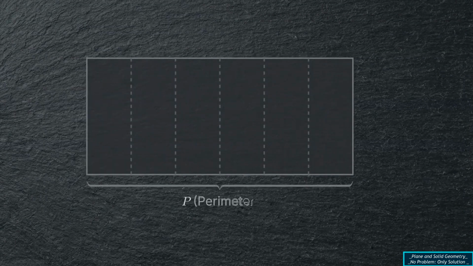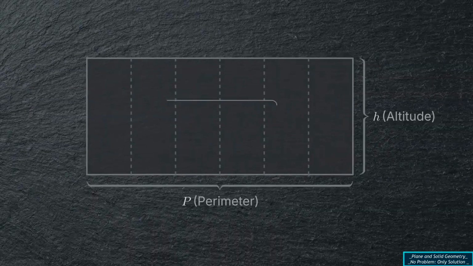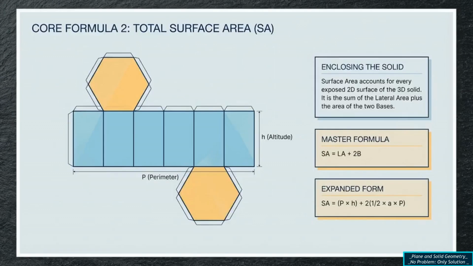The width of this rectangle equals the base perimeter, while its length is the prism's height. This establishes the lateral area formula as perimeter times height. To find the total surface area, we take this flat net and add the areas of the top and bottom geometric bases back onto our lateral rectangle. This leads to the master formula for surface area, the lateral area plus 2 times the base area.